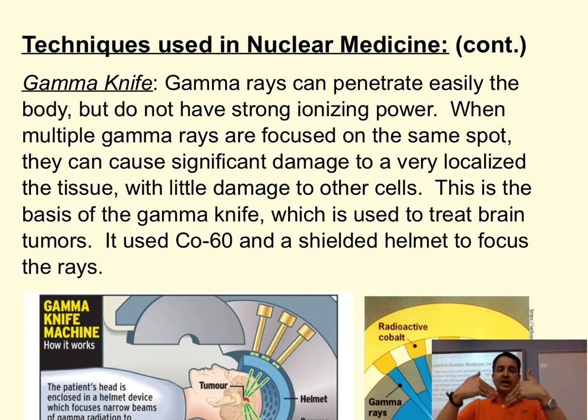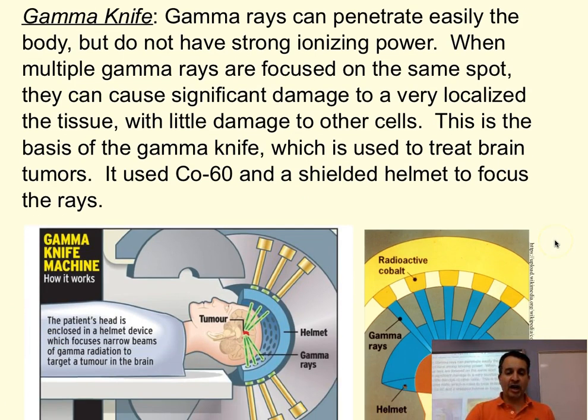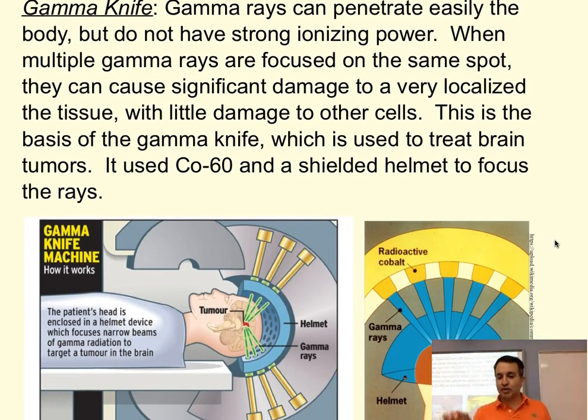focused gamma rays, so they overlap in the same spot, we can do this by focusing the rays from different emissions using a particular type of machine, which has a kind of shielded helmet that allows radiation to come through only at particular angles. And we use cobalt 60 as the gamma ray emission.